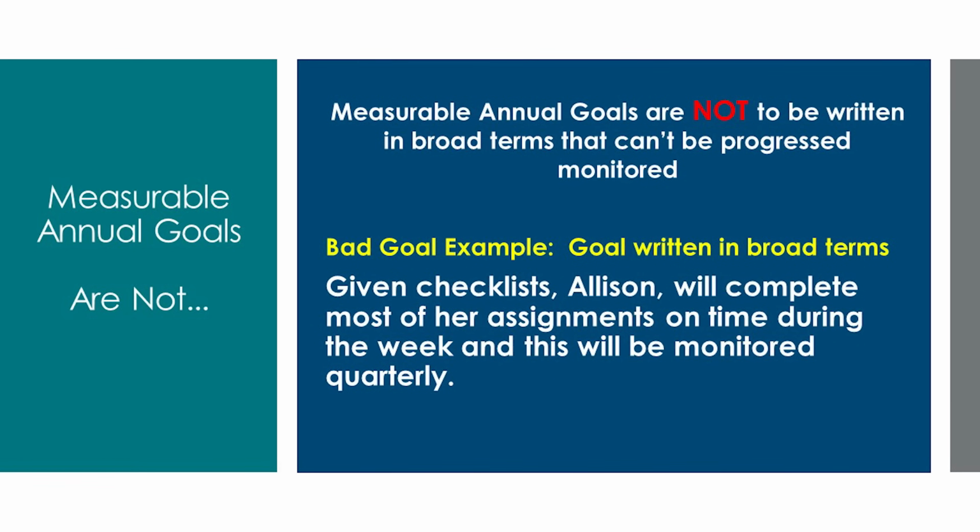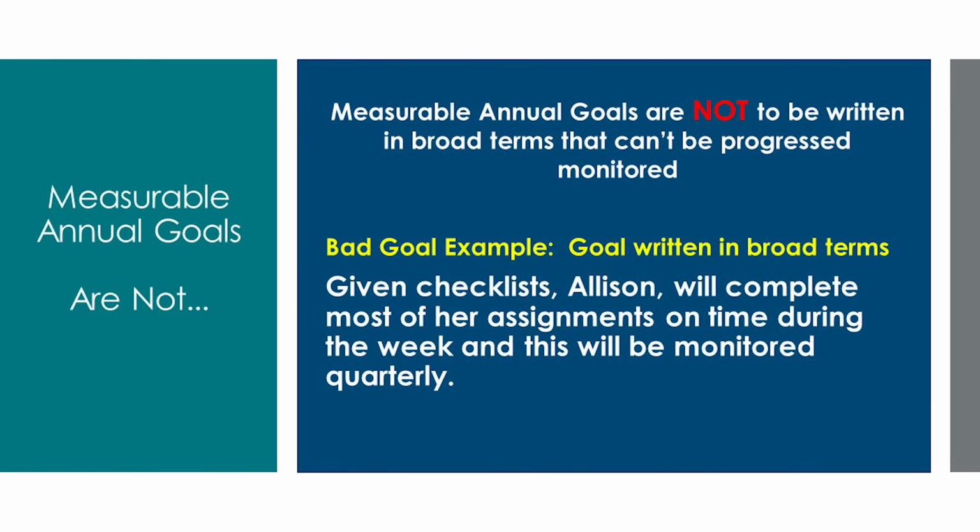Example number 3. Measurable annual goals are not to be written in broad terms that can't be progress monitored. So looking at the example, given checklists, Allison will complete most of her assignments on time during the week, and this will be monitored quarterly. So at first glance, this example may look like a well-written measurable annual goal. It has all the components of a goal. However, when taking a deeper dive, you start to notice that this goal is almost impossible to progress monitor.